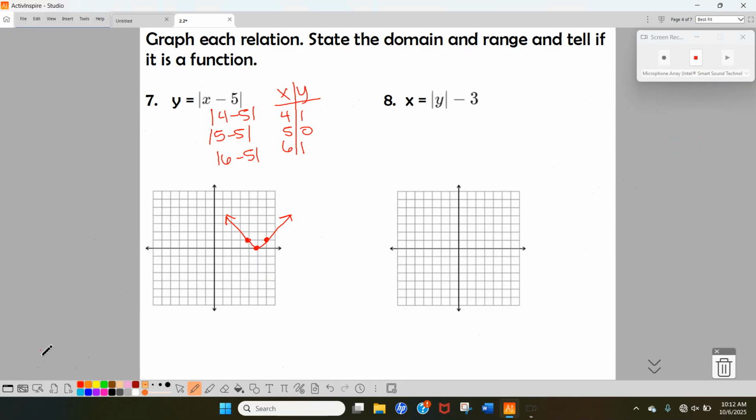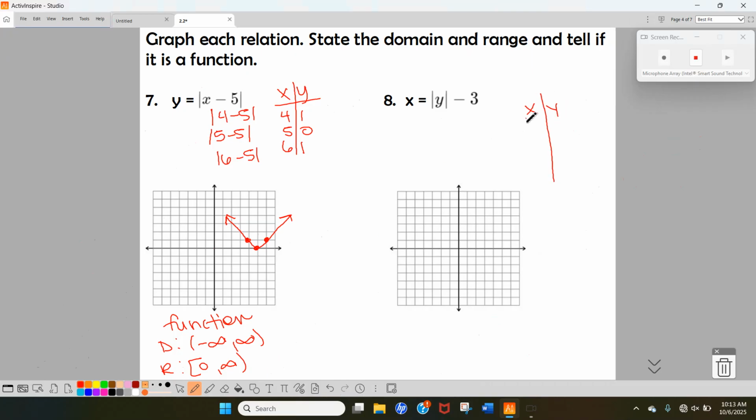All right, so this is a function. It has a domain of all real numbers because it goes left and right forever. It has a range of 0 to infinity because 0 is the lowest it goes on the y, and it goes up forever.